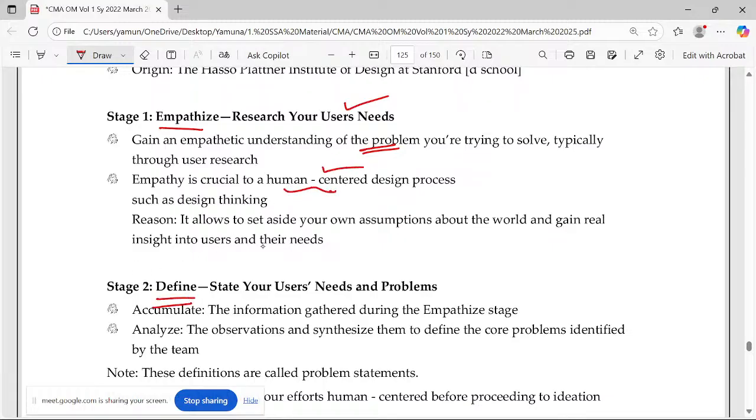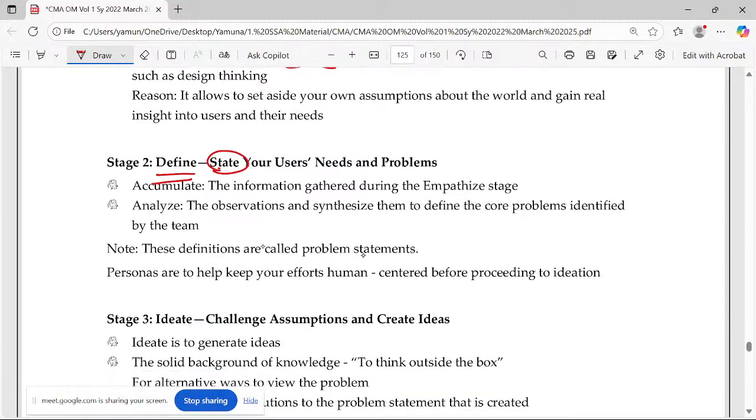Then second stage, you define. You have done the research, now you define. Define means you just list out what the problems are, what the needs are, and you design to that stage. So you make some observations and you synthesize them. And these definitions are what you call problem statements. If you're not keen with these terms, you might feel it is somewhat tough, because you will not find this line anywhere. Problem statements are defined in stage two, because you state the user needs and you define just the problem. That's why you call it problem statements.